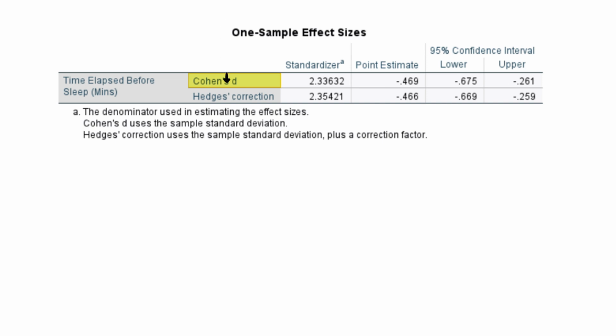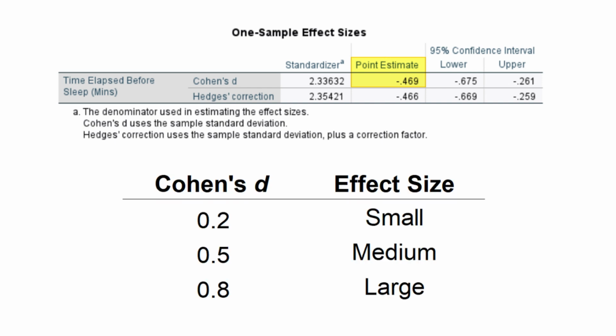This table gives us Cohen's d, a measure of effect size. In other words, it tells us how big the difference between the groups is. We want to look at the value under point estimate. In our example, Cohen's d is -0.469. This would generally be considered a small to medium effect size based on the conventional benchmarks.